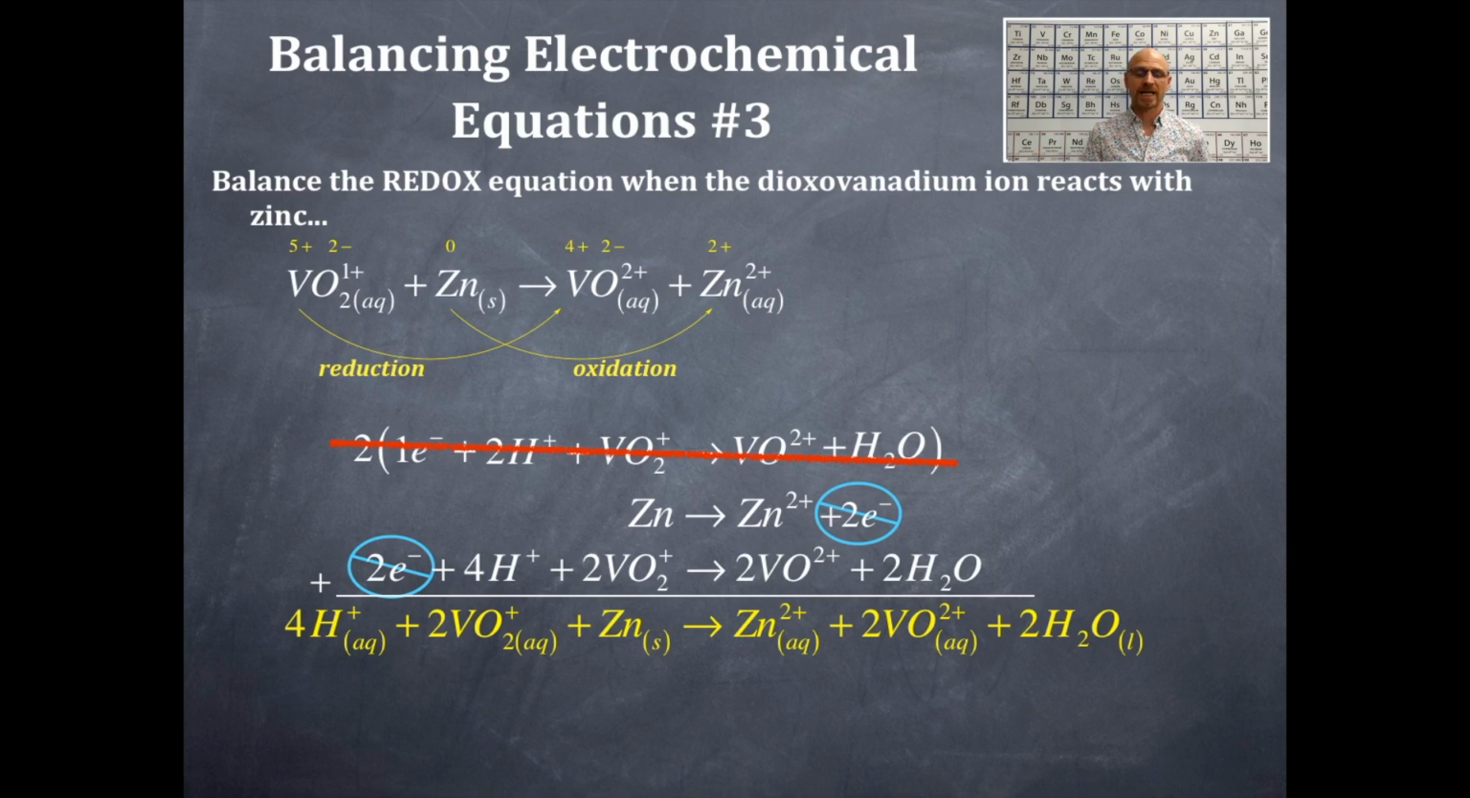So the hydrogens are balanced. Then the vanadiums: on the reactant side I have 2 vanadiums, and on the product side I have 2 vanadiums.